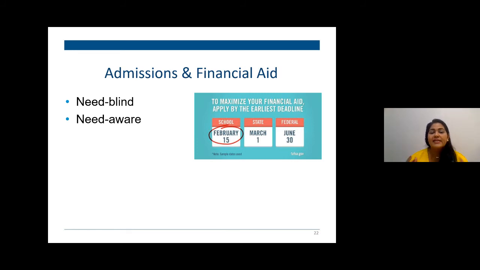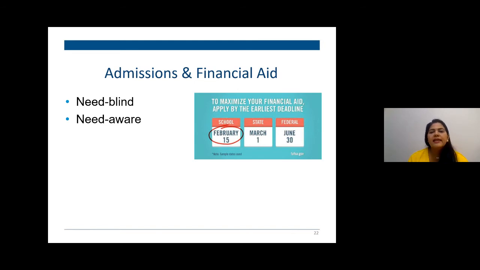What is important to know about need aware colleges is that these are also the colleges that can offer 100% of your demonstrated need, because they are able to select who gets admitted, and they know going into the admissions process which students need the most financial aid. If that is a student they are interested in admitting, that usually accompanies an admissions letter and a financial aid letter that will make attending that college attainable.